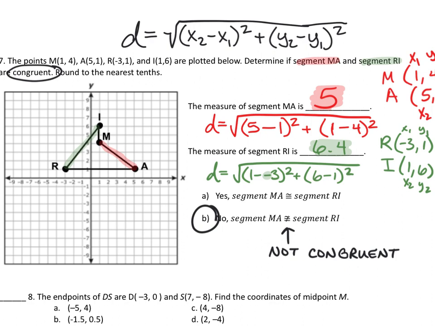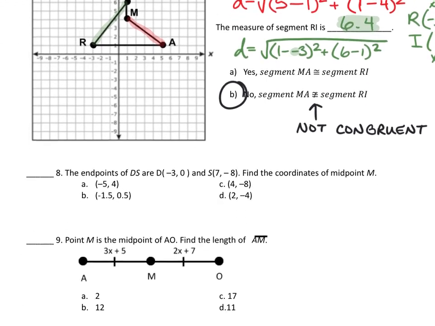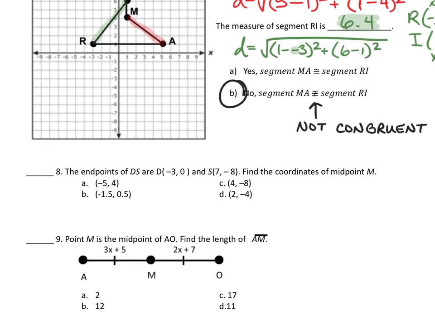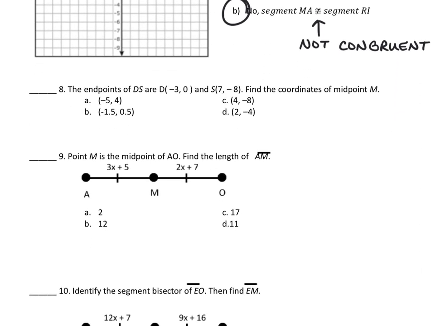Okay, next question. It says the endpoints of segment DS are -3, 0, and 7, -8. Find the coordinates of the midpoint M. What is my key word here? Midpoint, very good. All right, everybody look at their formula chart. On the formula chart, there is a formula for midpoint. Let's write that down. What formula number is it on your chart? 16. All right, let's just write that down for ourselves.